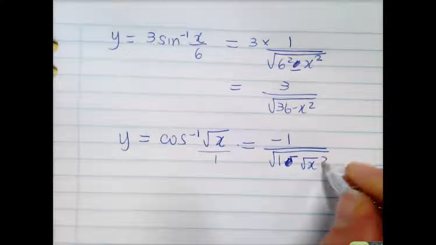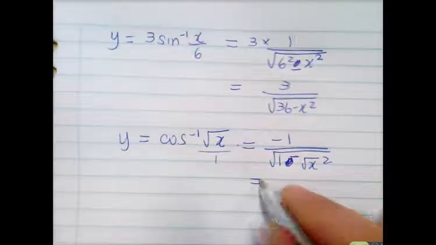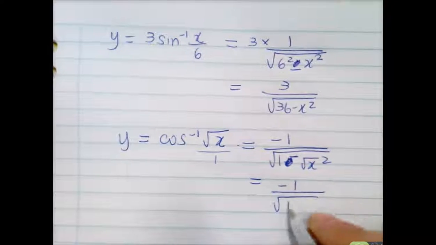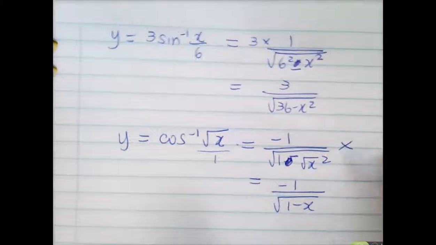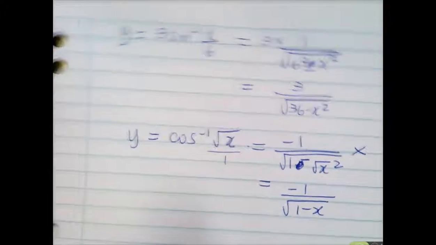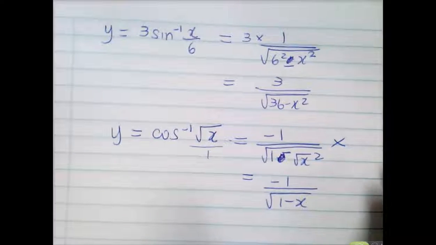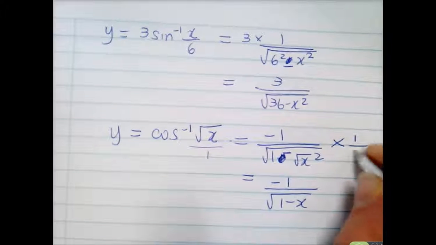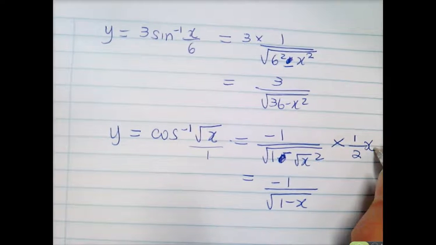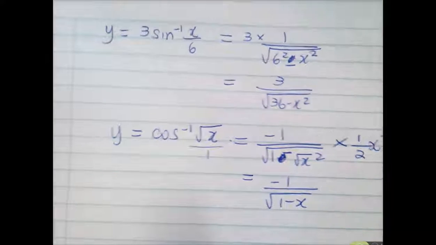Square root of x squared. Negative 1 over the square root of 1 minus x. Did we differentiate? No. Times it by the derivative of x to the half, which is a half x to the negative half.